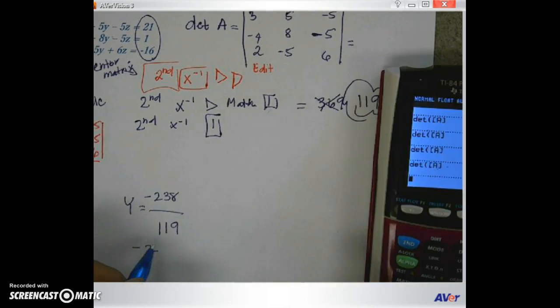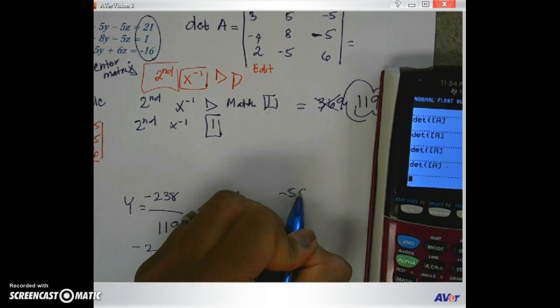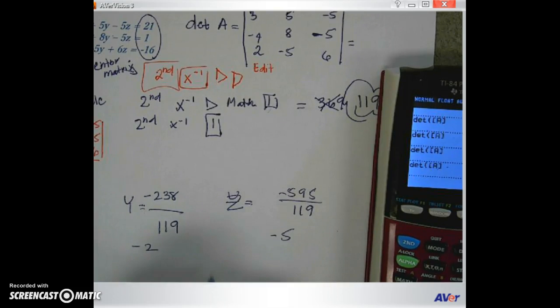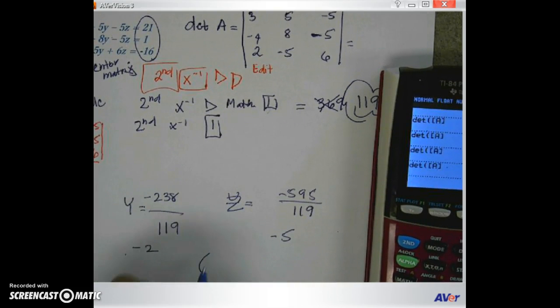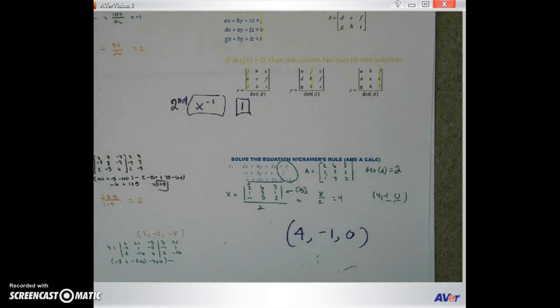If you repeat this again for the z's, you're going to get -595 over 119, which is -5. And then you'll write your answer. This is x, y, z, 2, -2, -5. Go ahead and try the last one on your own. Remember, you can use a calculator for 3x3s. And you can check your answer right here. Thank you so much for your patience, and have a good one.